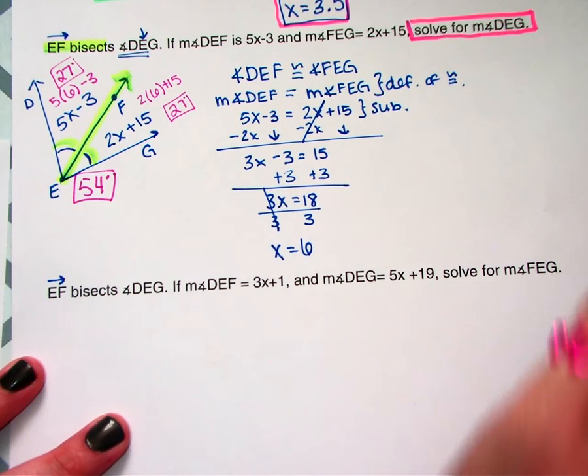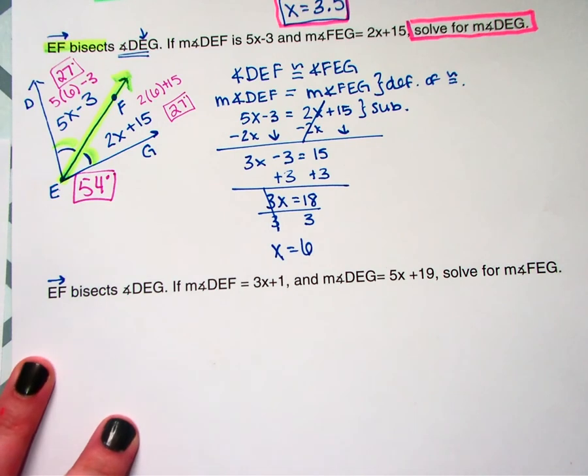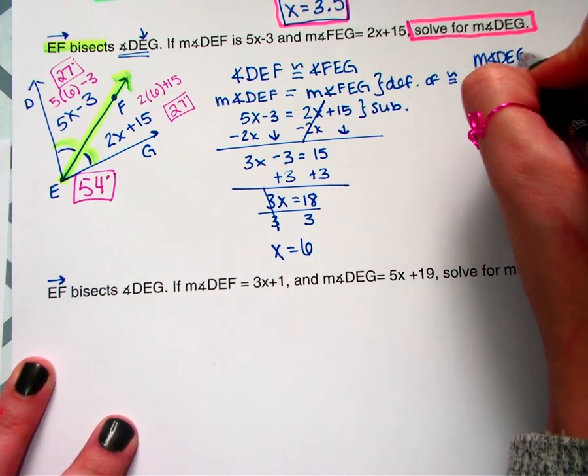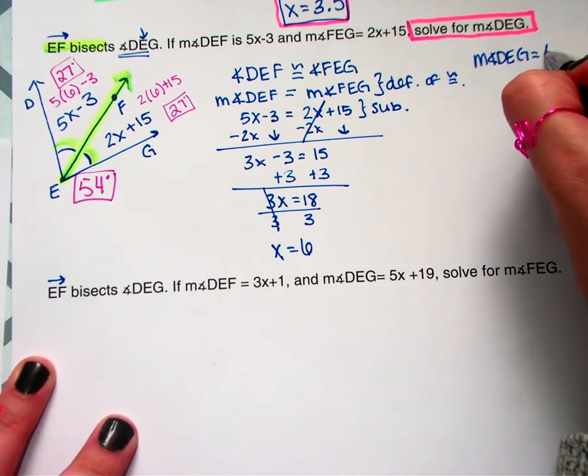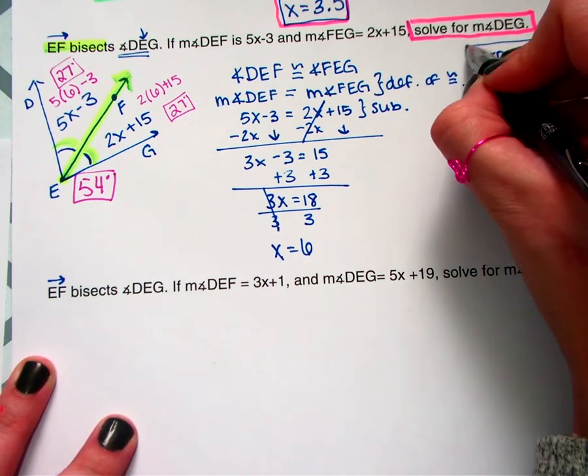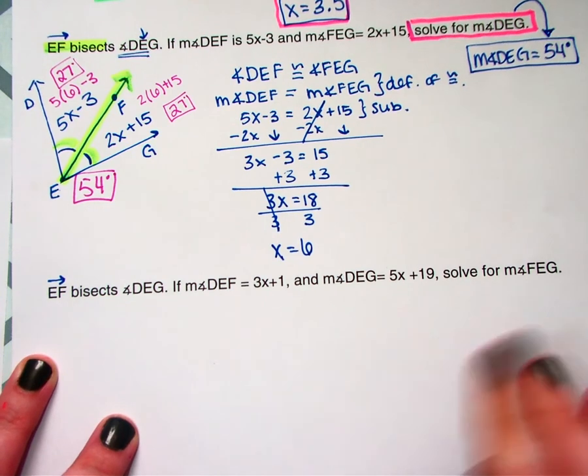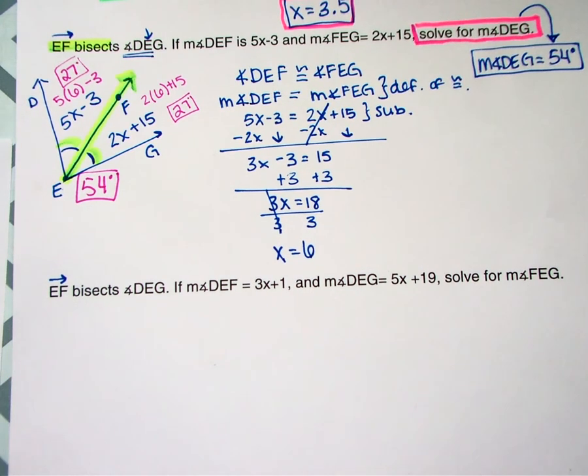So my final answer here, the measure of angle DEG, the measure of DEG is 54 degrees. Just be mindful that you are answering the question that has been asked. Yes, x is 6, but that's not the final answer.